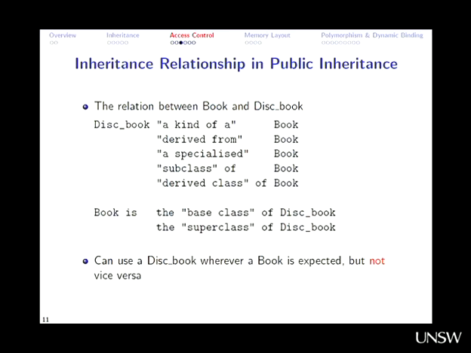Okay, so let's talk about relationships. Now, relationships, this is just terminology. There are lots of different ways of saying the same thing. We can talk about the relationship between book and discounted book as being that a discounted book is a kind of a book. It's derived from a book. It's a specialized form of the book. It's a subclass of a book, or a derived class of a book. And then in reverse, a book is the base class of a discounted book, or a superclass of a discounted book.